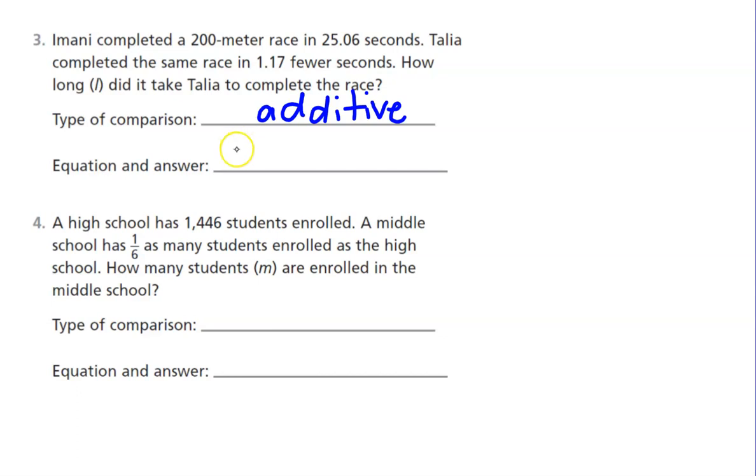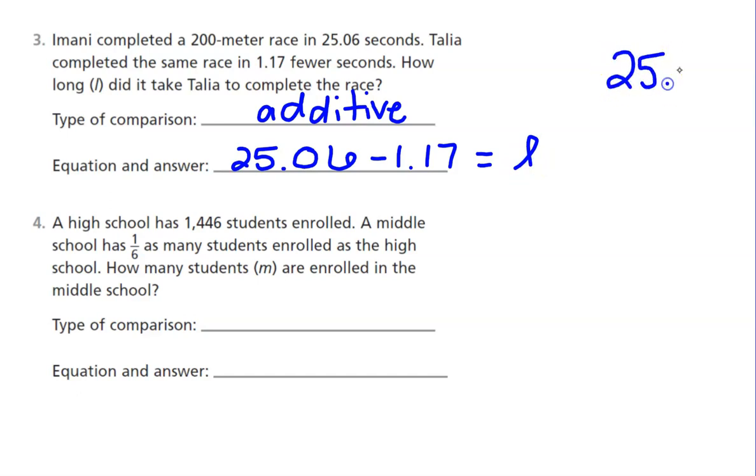So we're going to write down how long it took for Imani to run the race, which was 25.06 seconds. And then we are going to subtract the 1.17 seconds that Talia was able to go faster. And that's going to end up telling us how long it took Talia to complete the race. So now this is just one where you can simply stack the two and subtract from each other.